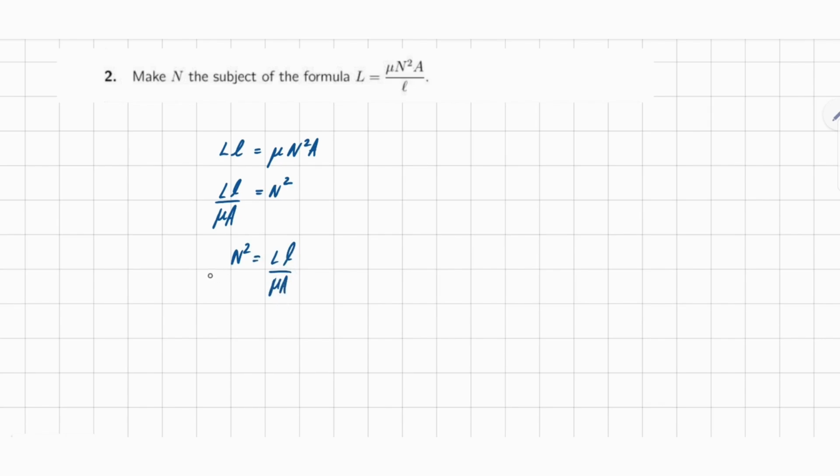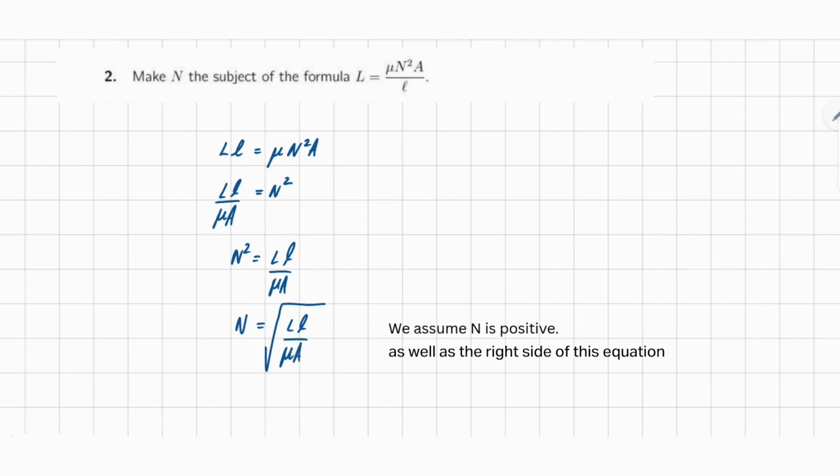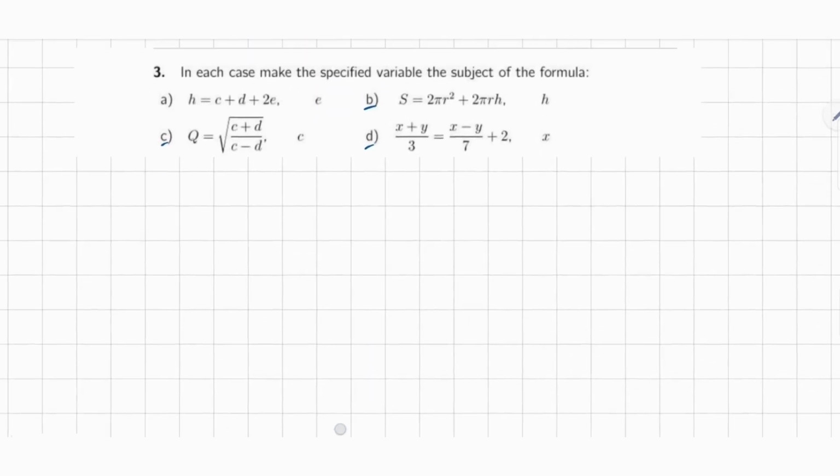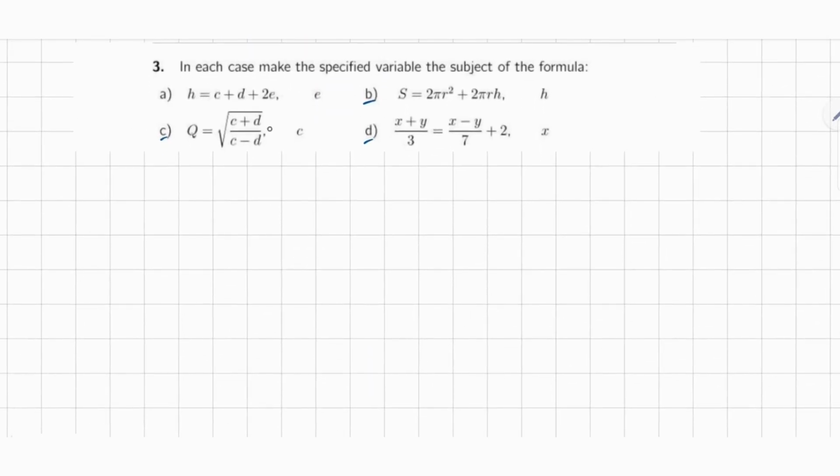Now we can take the square root of the entire equation. That will give us n equals square root of l times l over mu a, which is the final answer. Now, in this question, we'll only be doing 3 of them. You can do the first one on your own. The answer will be there at the end of the video.